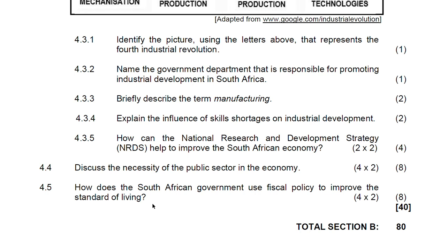So SARS collects money based on what you earn. The reason for doing that is to distribute the income so that people that are earning so much are not finding themselves being so wealthy compared to other people who are earning less than them. So this policy aims to redistribute the income of earners in South Africa.